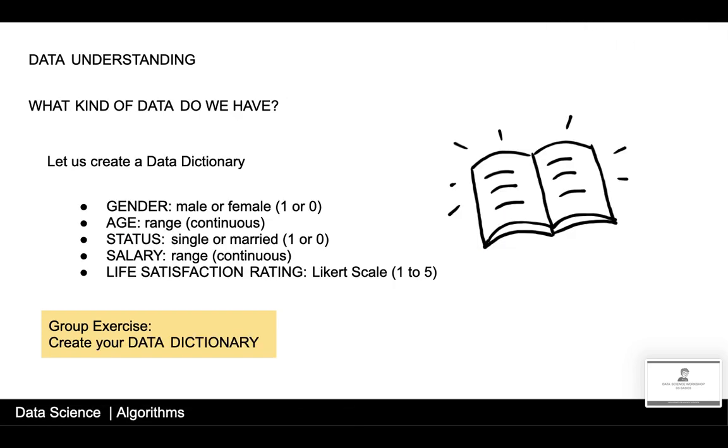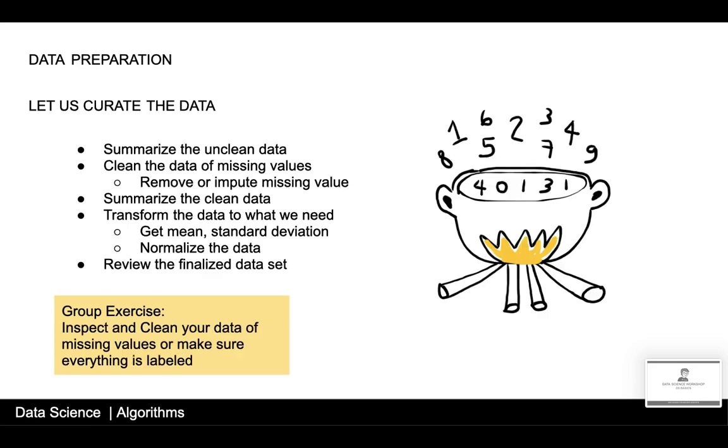Next, data understanding. What kind of data do we have? Check your data. Do you have gender, age, status, salary, or a life satisfaction rating, like a Likert scale from 1 to 5, with 5 being highest? And create that data dictionary with 1 or 0 or continuous variables, or however you want to use them, as preparation for your data science model.